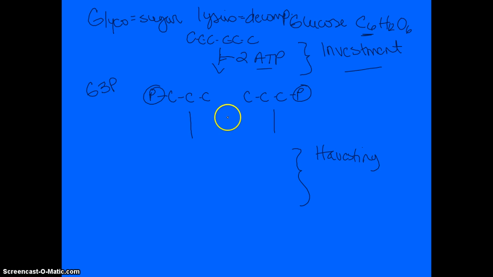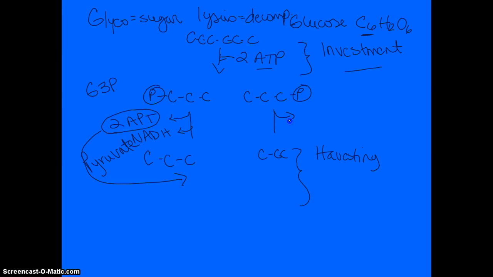So what happens in the investment stage and then the harvesting stage? The harvesting stage is going to begin by these G3P molecules being turned into a 3-carbon pyruvate. So there's 2 of those that are produced. In the process, there are 2 ATP that are produced and an NADH. And this NADH is going to be used later in the electron transport chain. So those 2 ATP here are given off. So that's part of the harvesting stage.